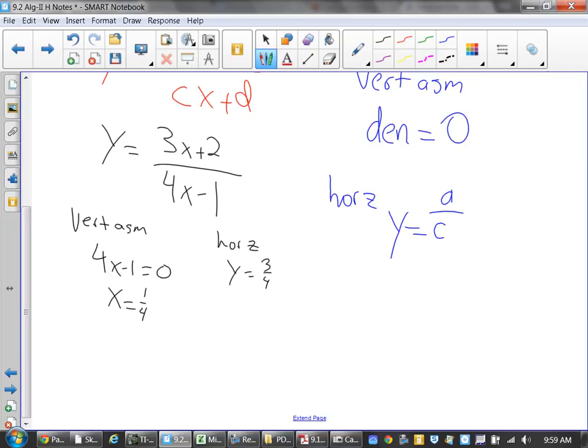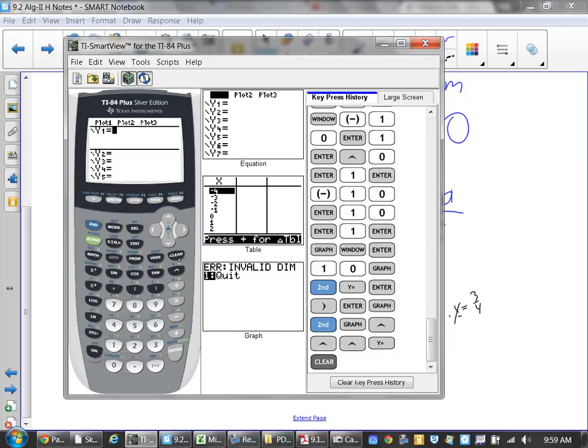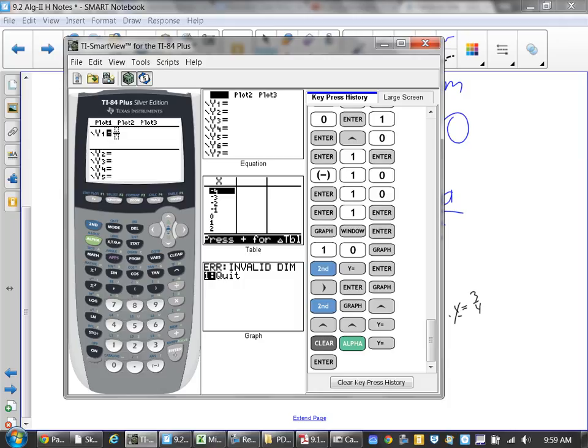Your table function will allow you to figure out some pretty simple ordered pairs. So if I wanted to graph that, I have a vertical asymptote at x equals 1/4. I have a horizontal asymptote at 3/4. If I go to my calculator to see what it looks like, all I have to do is type it in as the alpha y equals. Clear it out. Let's see, it was alpha y equals, was it 3x plus 2?